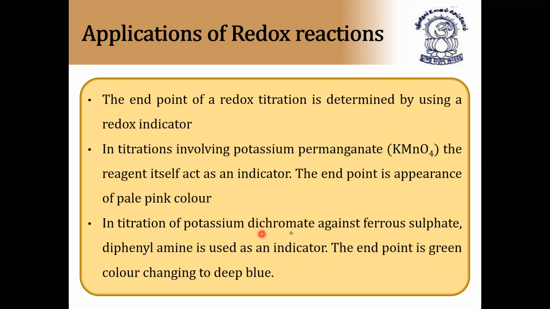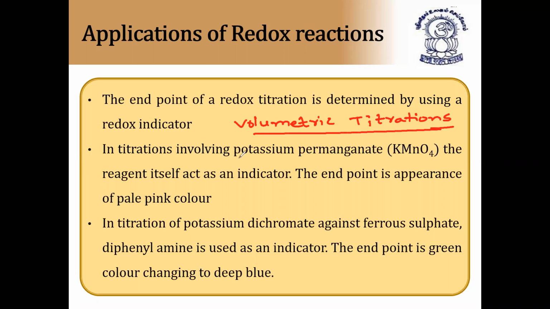So in titration of potassium dichromate against ferrous sulfate, diphenylamine is used as an indicator. So the endpoint is green color changing to deep blue. These are nothing but redox reactions. This you will observe in volumetric titrations, which you will do at the end of class 11. Redox reactions application is nothing but we can do volumetric titrations by using redox reactions. What is a titration? We'll be doing it in the next chapter. Anyway, these experiments you will do in the lab at the end of 11th class. By the time you can understand.